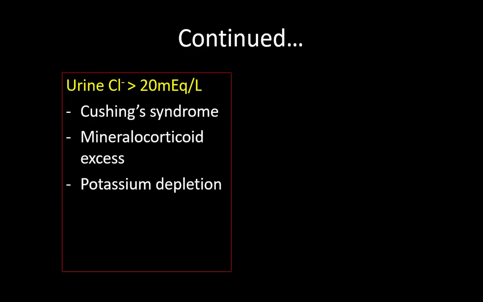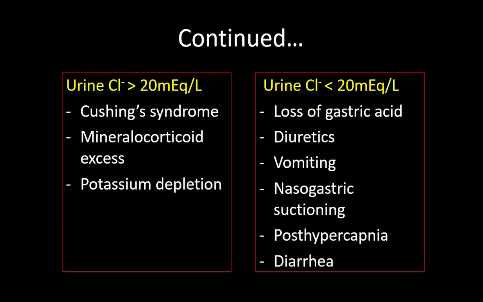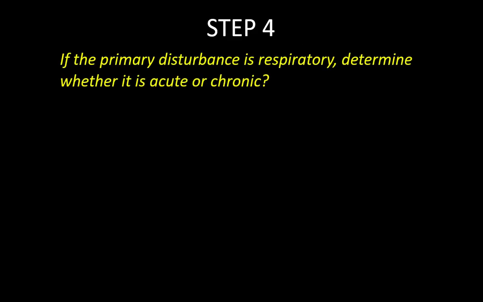If urinary chloride is more than 20 milliequivalent per liter, the causes could be Cushing syndrome, mineralocorticoid excess, and potassium depletion. If urine chloride is less than 20 milliequivalent per liter, it could be loss of gastric acid, use of diuretics, vomiting, nasogastric suction, post hypercapnia, and diarrhea. These are the common causes. So step 4, if primary disturbance is respiratory, determine whether it is acute or chronic.